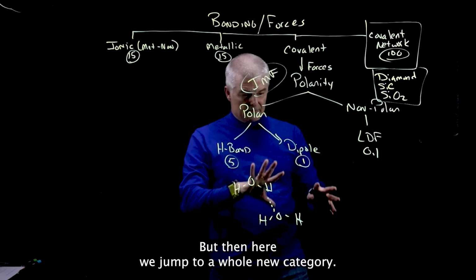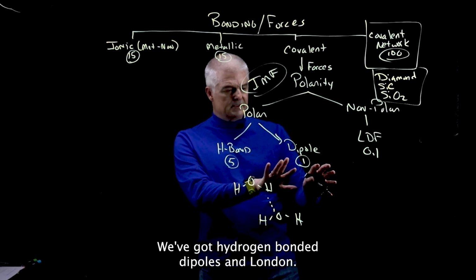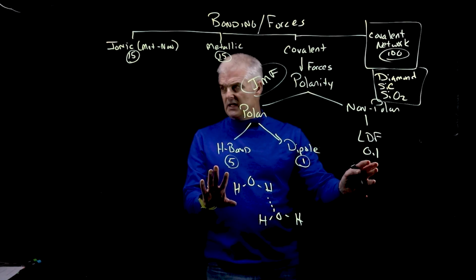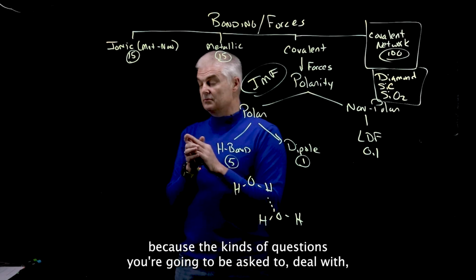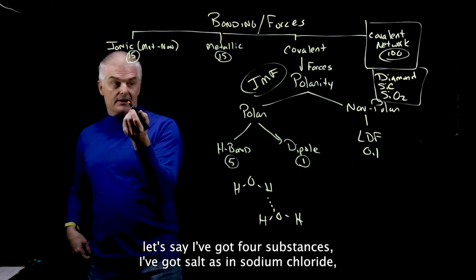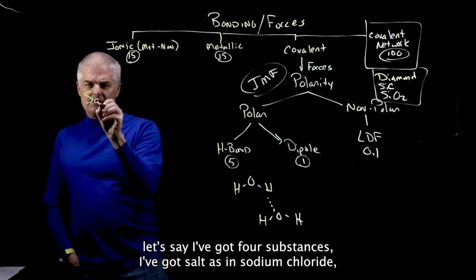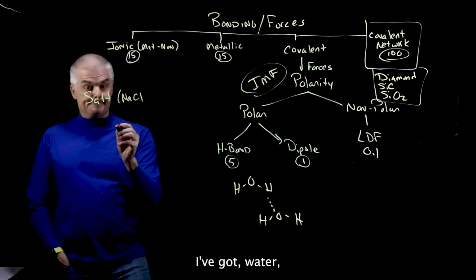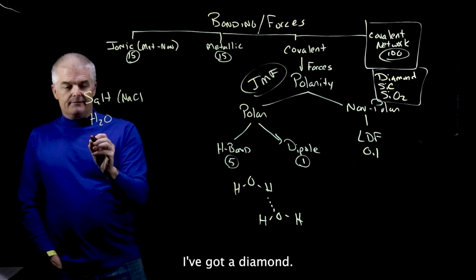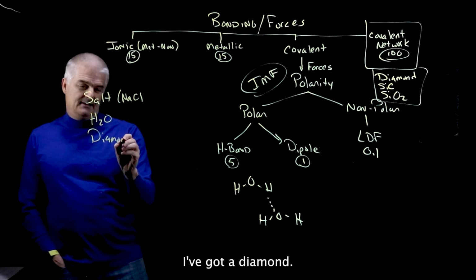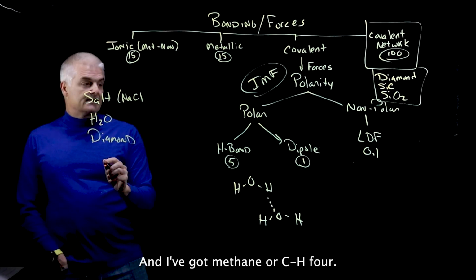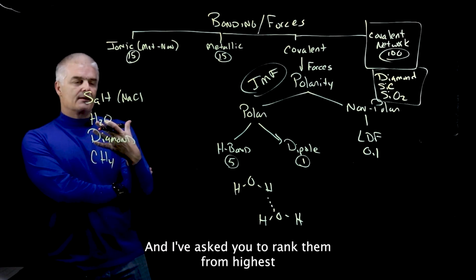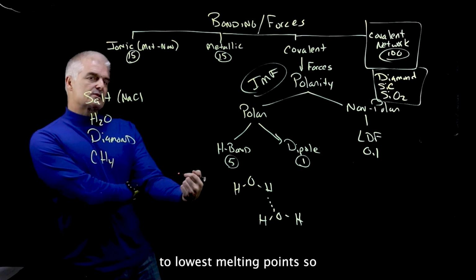But then here we jump to a whole new category. We've got hydrogen bonds, dipoles, and London forces. Notice the numbers, 5, 1, and 0.1, very, very small. Because of the kinds of questions you're going to be asked, let's say I've got 4 substances. I've got salt, as in sodium chloride. I've got water. I've got a diamond. And I've got methane, or CH4. And I'd ask you to rank them from highest to lowest melting point.